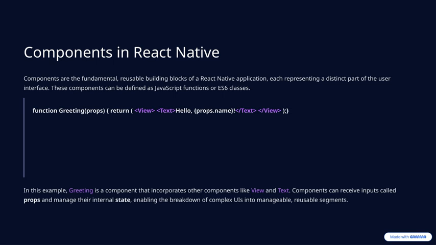Those are the inputs or data you pass into a component. Inside that function, I return some JSX that uses other components like view and text to display a message. In this case, greeting shows a personalized hello message with the name you pass in. What's important here is that components can receive inputs, called props, which makes them dynamic and reusable. They can also manage their own internal state, so they can change over time based on user interactions or other events. This modular approach allows us to break down complex user interfaces into manageable, reusable pieces, which is a central theme in building efficient and scalable React Native apps.